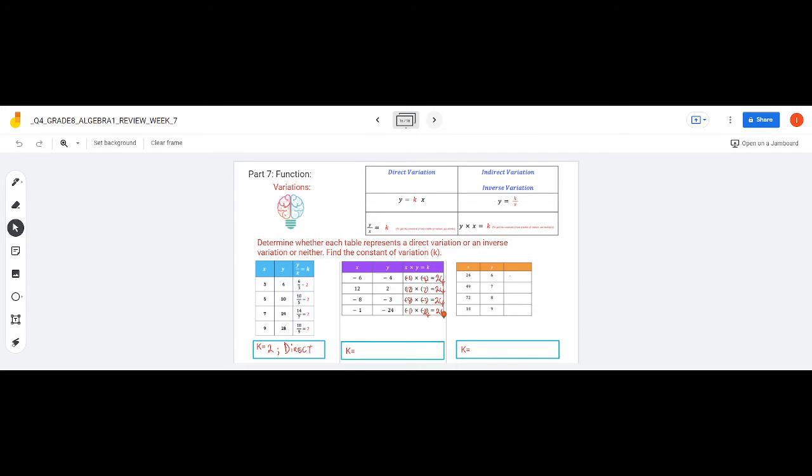So what's our constant of variation? That will be 24. And this will be an example of indirect variation.